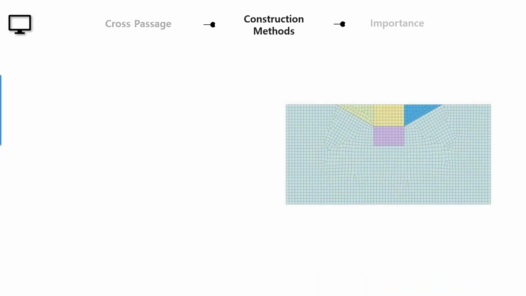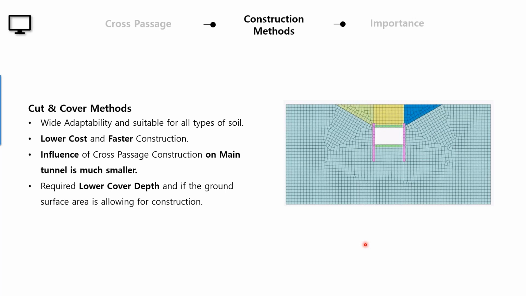Coming to the construction methods, there are lots of construction methods, okay? The major methods that are applicable for the cross passages, first thing is cut and cover. Let's say you're dealing with a tunnel which has a shallow overburden, basically a lower cover depth. In that case, you can simply excavate the entire soil, create the cross passage, and then just backfill it. That's the idea.